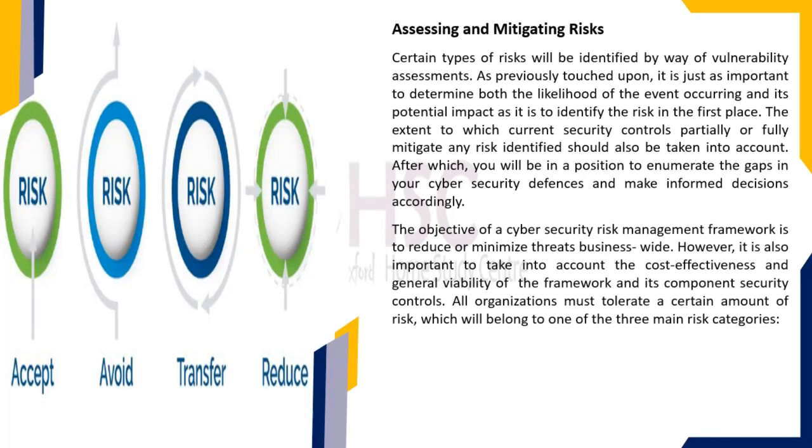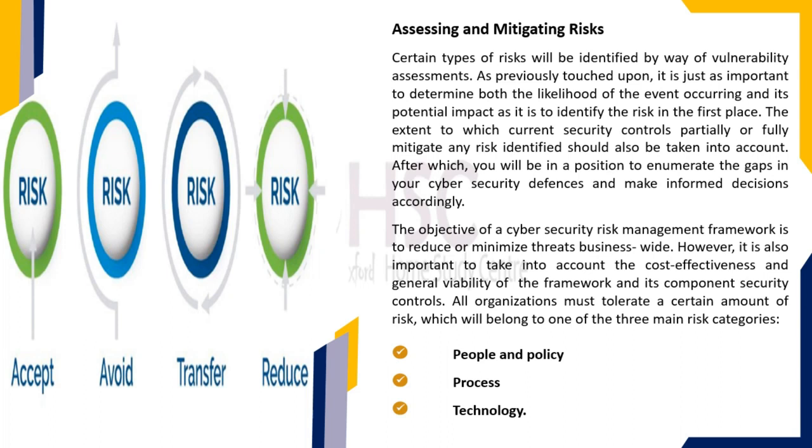Assessing and mitigating risks. Certain types of risk will be identified by way of vulnerability assessments. As previously touched upon, it is just as important to determine both the likelihood of the event occurring and its potential impact as it is to identify the risk in the first place. The extent to which current security controls partially or fully mitigate any risk identified should also be taken into account.